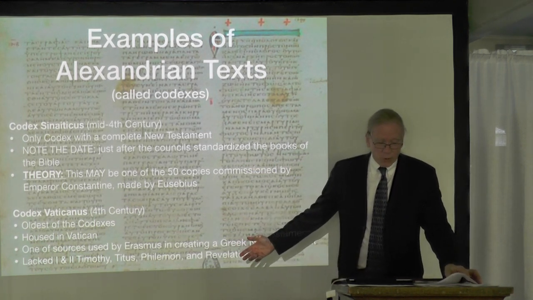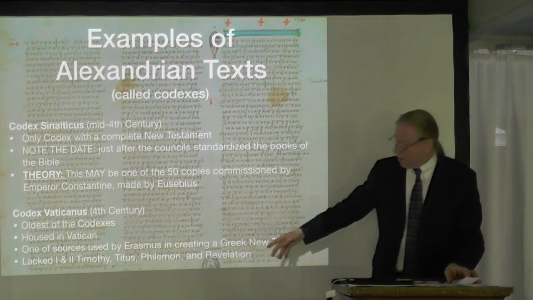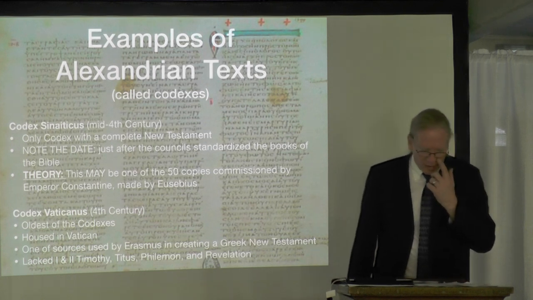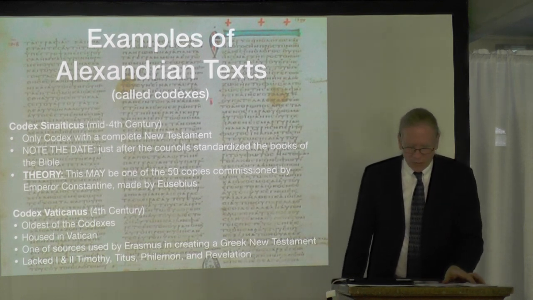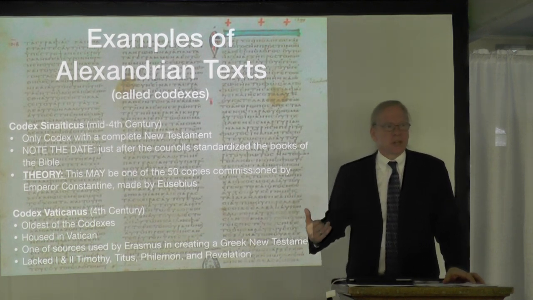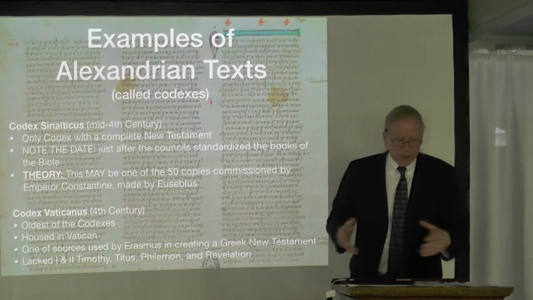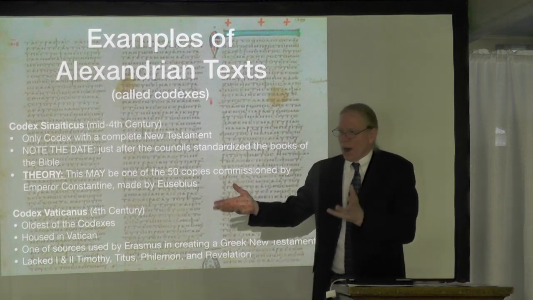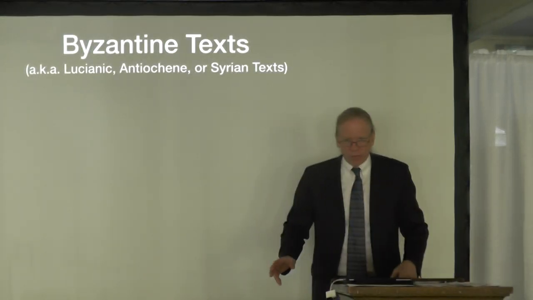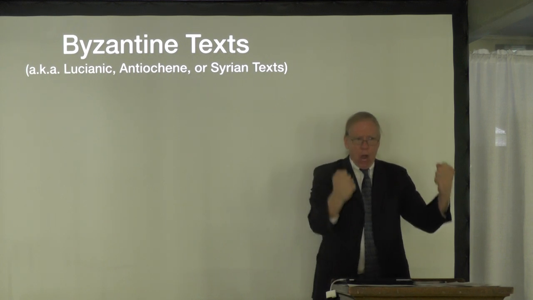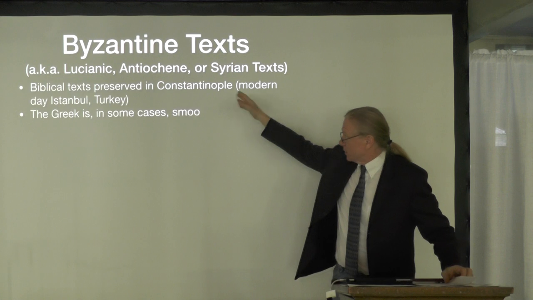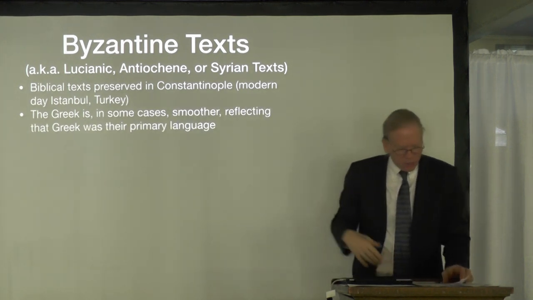Though he rejected many of its readings wherever they disagreed with the Latin Vulgate. And the Vaticanus also lacks 1st and 2nd Timothy, Titus, Philemon, and Revelation. It's not because they were excerpted from there, because some liberals decided to destroy it. They're just gone. They're missing. They're not deleted. Time just wears on these documents. It's what happens. Then we have, okay, King James only folks, the Byzantine text, God's text. Again, their ignorance. These are also called the Lucianic text, the Antiochene, or the Syrian text. There's different names for it.